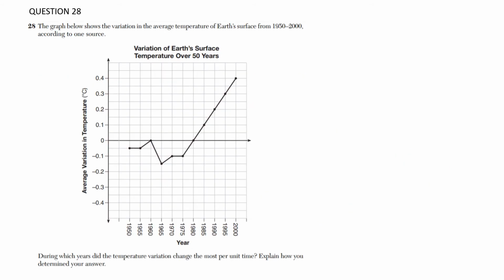In this next question, we're given a graph that shows the variation of the average temperature of Earth's surface over 50 years. And it's asking us, during which years did the temperature variation change the most per unit time? It doesn't specify increase or decrease, it just wants where was the most change per unit time.